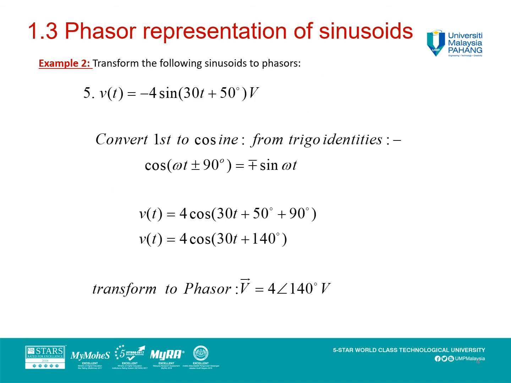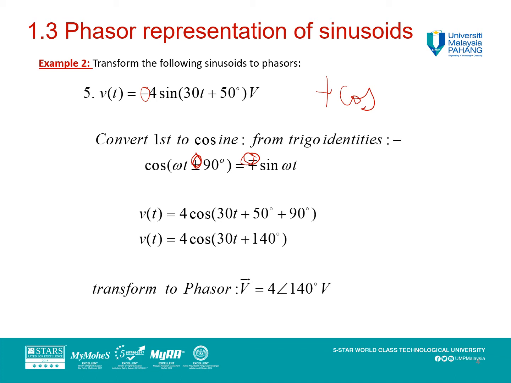Okay, next example. You have -4 sin. You must do the conversion, you must get the positive cosine. You must convert to get the positive amplitude and cosine. Here you have a negative sign, so in your angle you must do the plus. If plus, negative. But here it is minus, so you must do the plus.